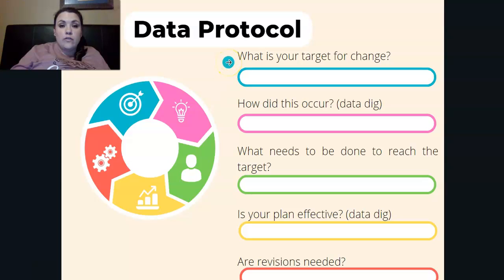You're going to start with looking at what's your target for change. So what are we trying to answer by looking at our data? What are we seeing going wrong? And kind of starting off at that point.